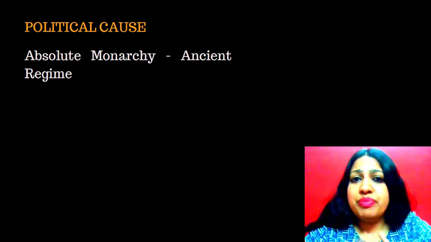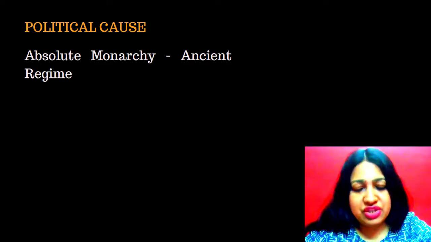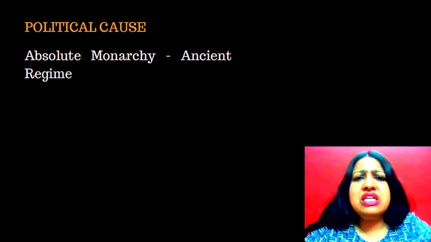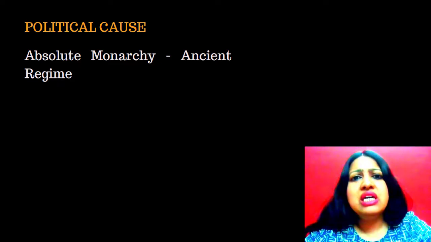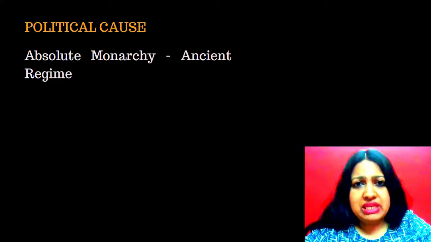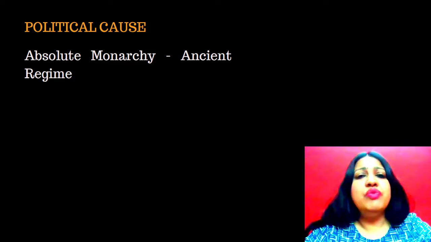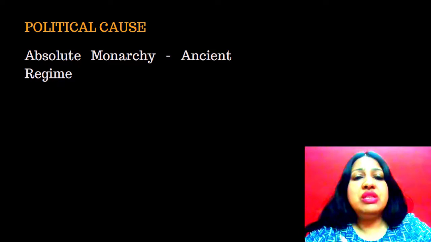Political cause. One of the main political causes was absolute monarchy, which later came to be known as the ancien regime. So absolute monarchy means it was not a constitutional monarchy. Not much was taken into consideration, or not much advice was sought. The monarchy did as it pleased. Which did not really go well with the masses, which did not really go well with the people.